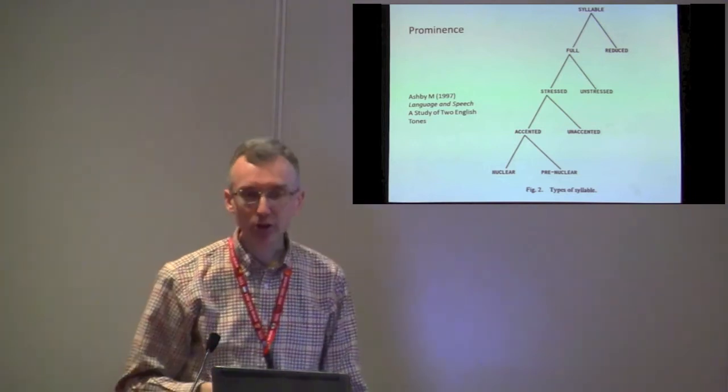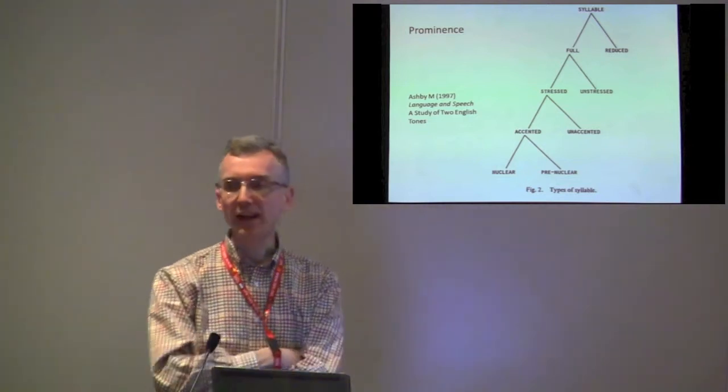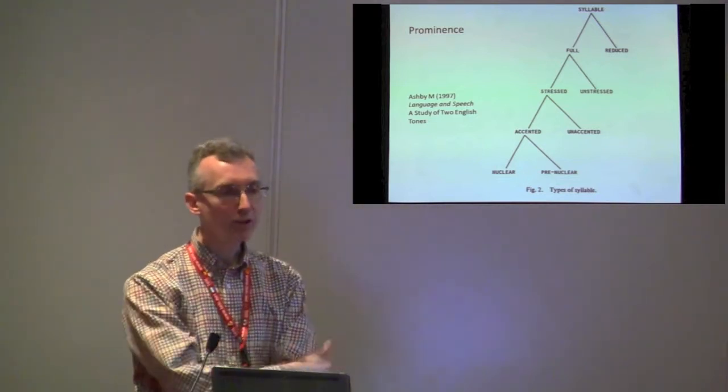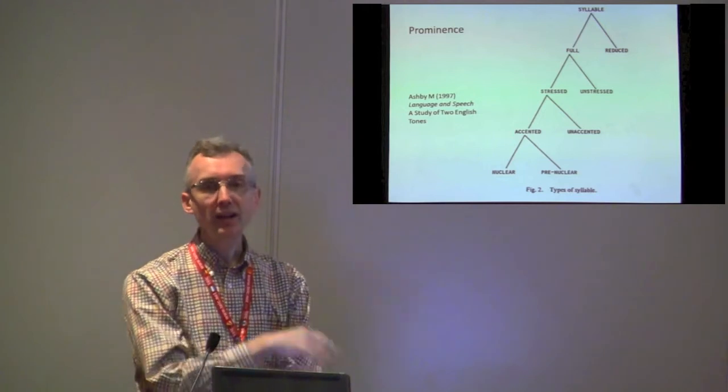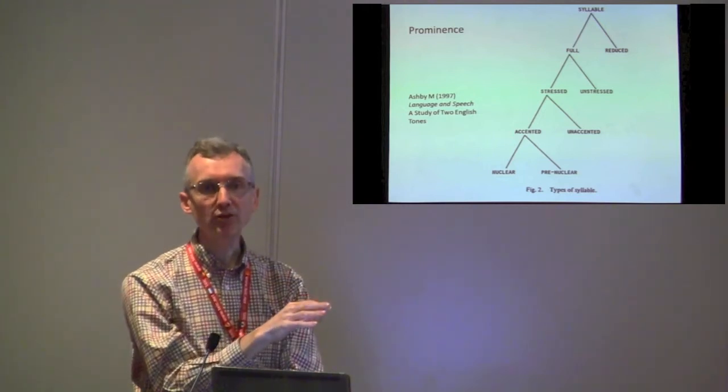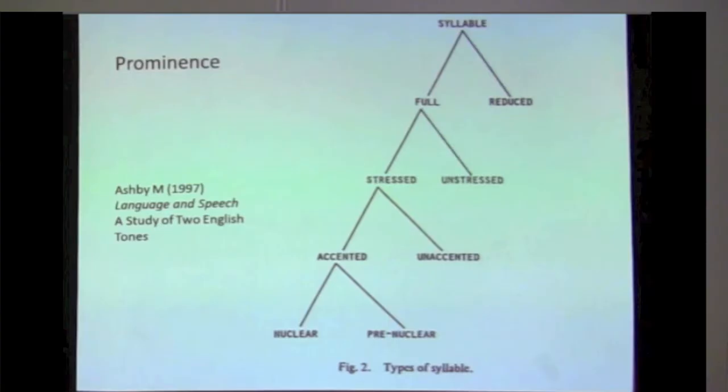And Michael Ashby, who was a phonetician at UCL, developed this rather useful diagram which indicates 5 levels of prominence and what creates those prominence in English. So if you look down the right-hand side of this diagram, you can see how one might label the syllables, starting with the least prominent syllables in English, which is where you have a reduced vowel, and so you have a schwa in the syllable.